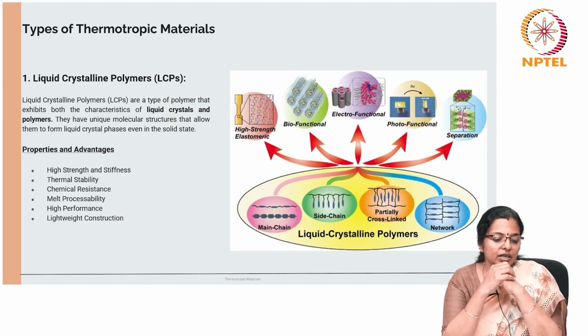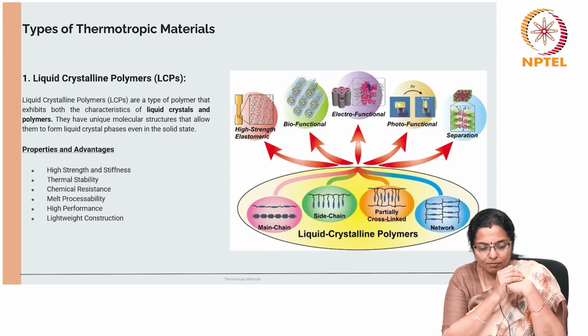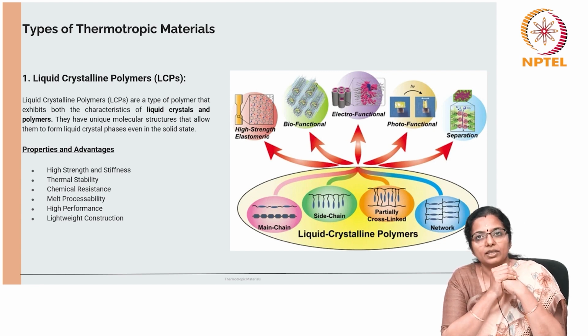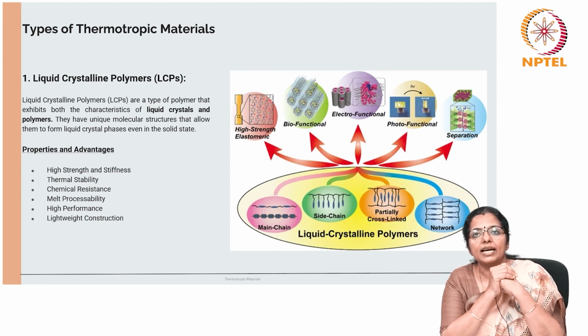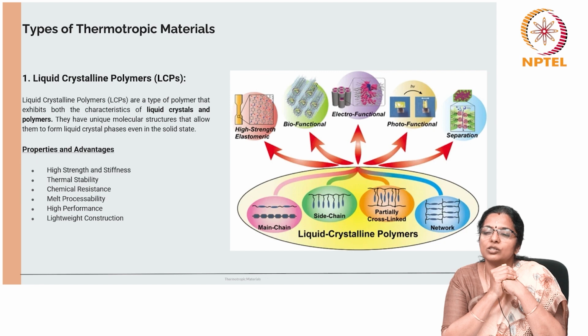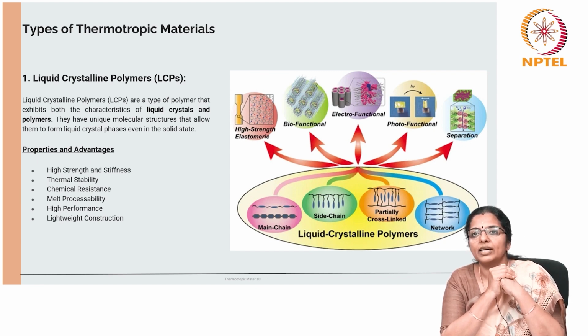Let us have a brief look at the types of thermotropic materials. First is liquid crystalline polymers or LCPs. Liquid crystalline polymers or LCPs are a type of polymer that exhibits both the characteristics of liquid crystals and polymers. They have unique molecular structures that allow them to form liquid crystal phases even in the solid state.